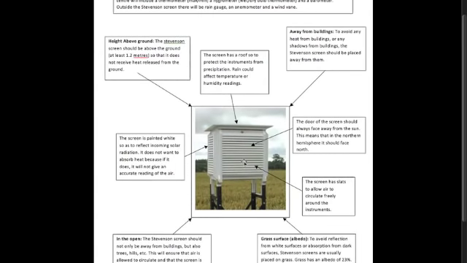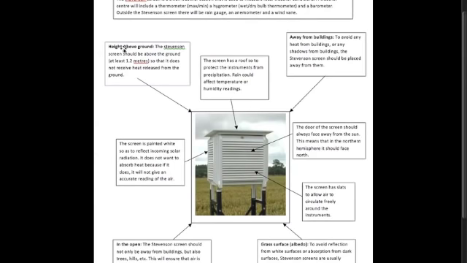So, why is it designed like it is? Well, firstly, it's painted white so that it can reflect incoming solar radiation, so it can reflect light. It does not want to absorb heat because if it does, it won't give an accurate reading of the air. Also, it has a height above the ground, so as you can see, it's placed on stilts. It's not on the floor.